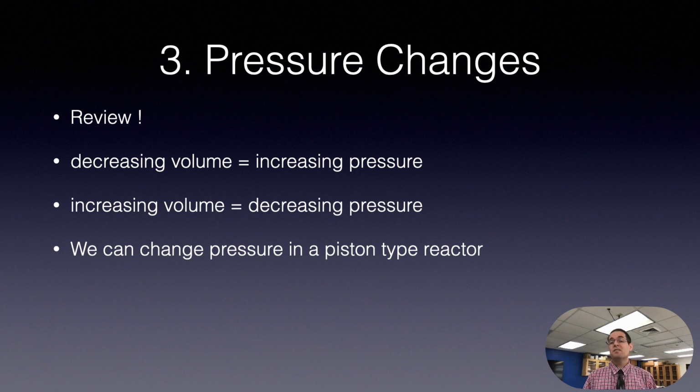Now we can change the pressure in a piston type reactor. So that's how we're going to change the pressure. We're not going to be adding things or removing things. We're just going to think about maybe squishing the reaction mixture or expanding the reaction mixture. We're going to assume that the number of moles and the temperature remains constant during this change.